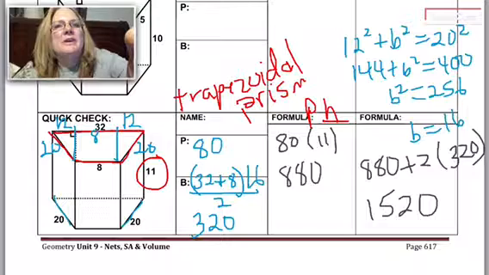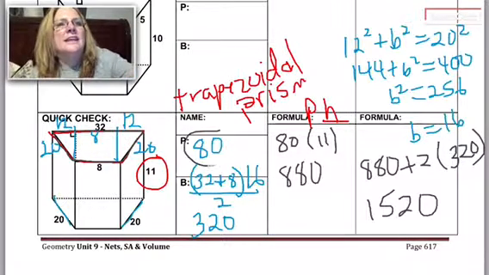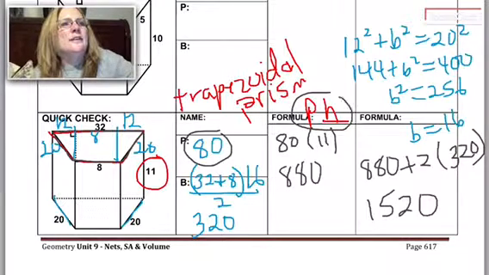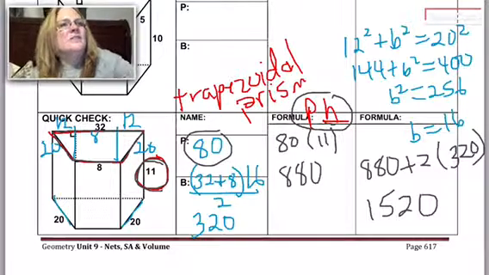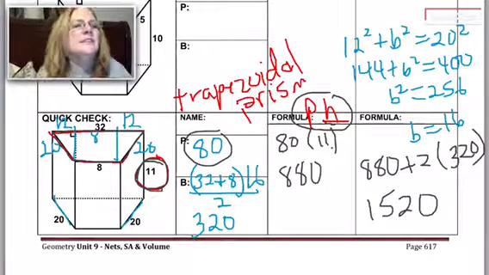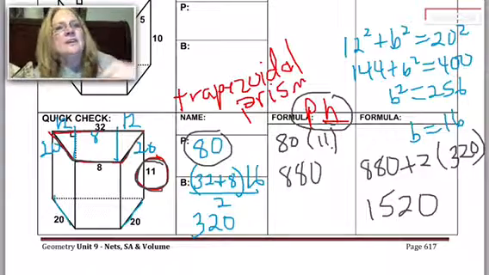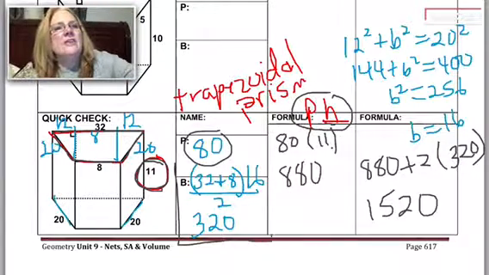So the perimeter of the base is just adding up all the sides of the base here, and that's 80. So the lateral surface area, P times H, this H is the height of the prism, which is the 11. So 80 times 11 is 880. Now here is where we find the area of the base.